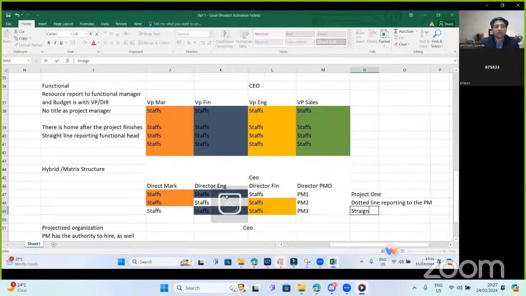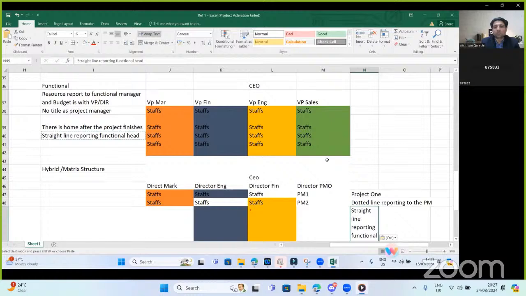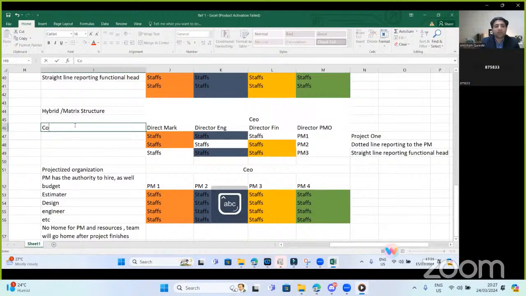So it has two bosses. This guy has two bosses. Now this is a problem. There will always be a problem in this type of organization where conflict of interest will come.